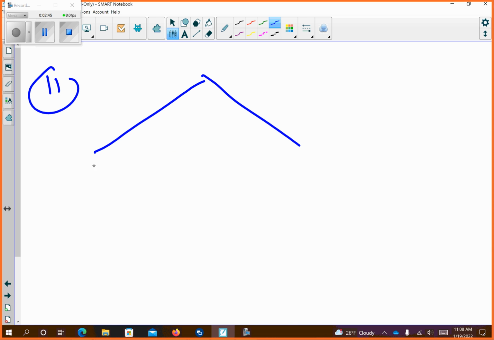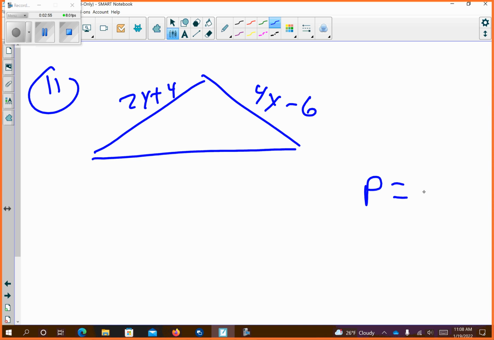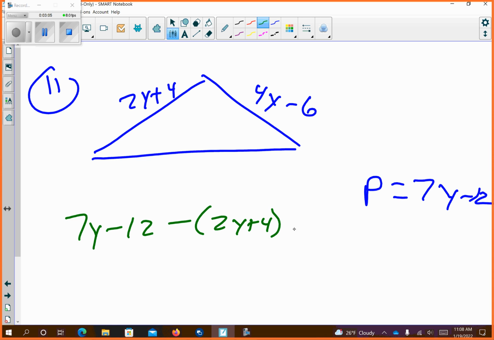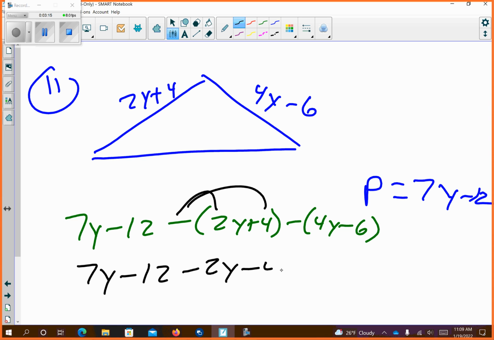All right, so we have this triangle of some sort, and this side is 2y plus 4. This is 4y minus 6. And we know the perimeter of the whole thing is 7y minus 12. Okay? So I'm going to take the 7y minus 12. I'm going to subtract 2y plus 4, and I'm going to subtract 4y minus 6. Is that okay so far? Distribute the negative here. Distribute the negative here. Does that seem okay?